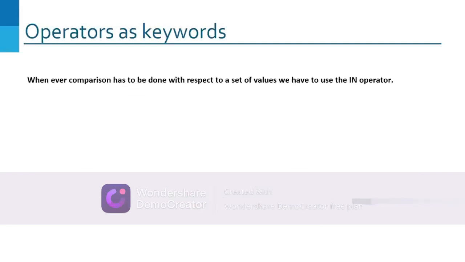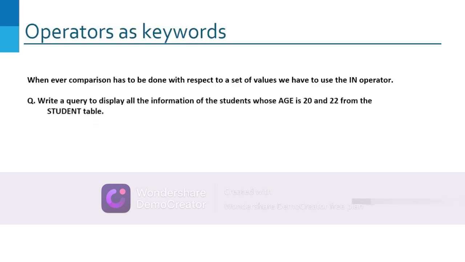Now, whenever comparison has to be done with respect to a set of values, we have to use the IN operator. Okay. We have to write a query to display all the information of the students whose age is 20 and 22 from the student table. So you want all the details of the students whose age is 20 and 22.